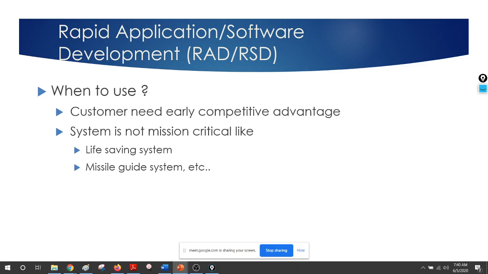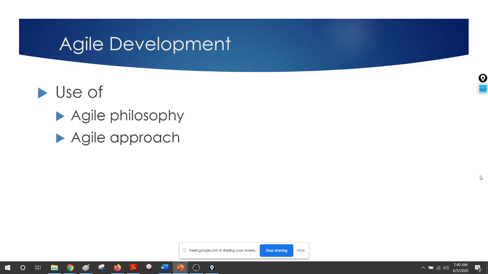Okay, so when to use it? When the customer needs an early competitive advantage. That is very, very critical. When the customer really needs it fast, we have to respond to the customer's need. Therefore, don't use it for very critical applications like life-saving systems or missile guidance systems, because we are going to do things very fast. There can be small mistakes here and there which we want to fix fast, but don't do it for very critical things. Then the final approach is called agile development.